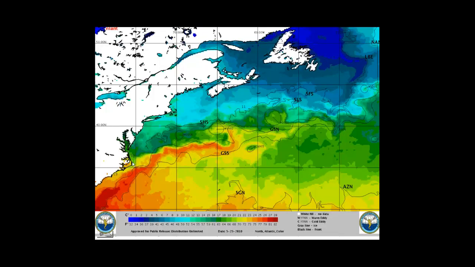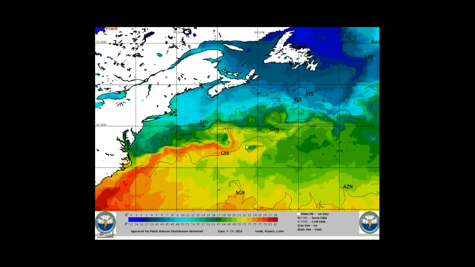Here's a picture of the Gulf Stream offshore, and you see the wiggles in it, and you also see these eddies that are pictured here, these circles. And this is a warm eddy. Here's a warm eddy. Here's a cold eddy.